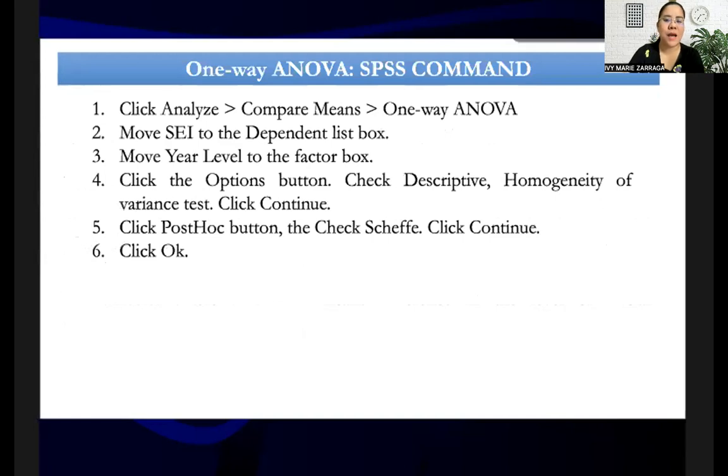So this is the command that we have to use in SPSS. So you have to open your file. For this demonstration, we will use the file for social entrepreneurial intention and then click Analyze, go to Compare Means, and look for one-way ANOVA. Then after that, move the dependent variable or the SEI to the dependent list box and move year level, since these are the factor groups na i-measure natin kung may pagkakaiba, to the factor box. Then click the options button, check descriptive, homogeneity of variance.